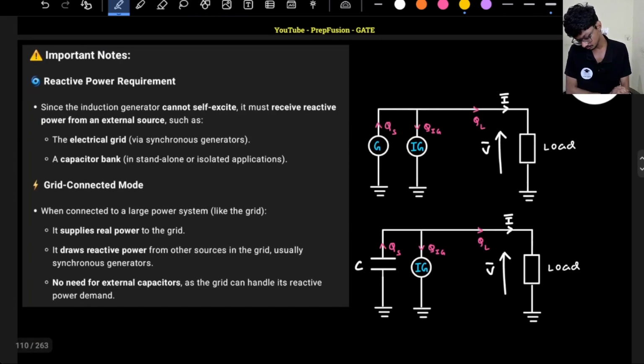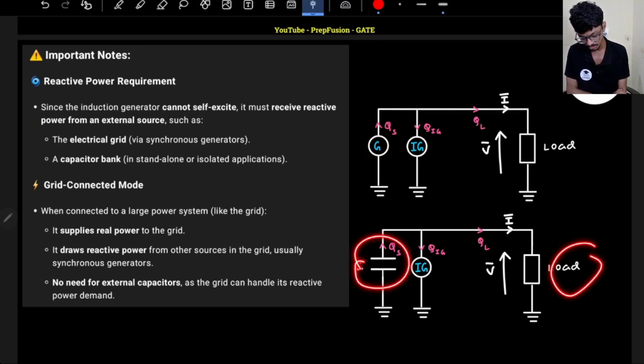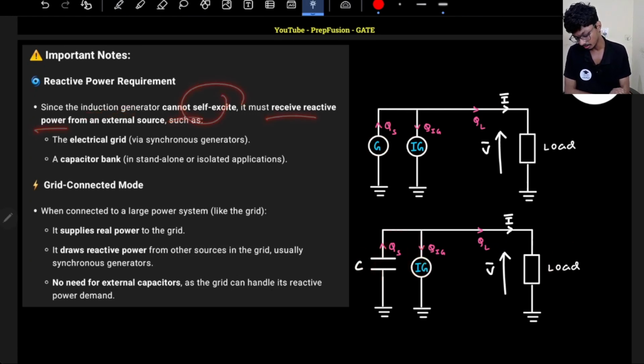So what we do with the induction generator, right, we connect an auxiliary generator or we connect a few capacitive loads that will supply the required reactive power, right? Since the induction generator cannot self excite, it must receive reactive power from an external source, either from the electric grid via synchronous generators or from capacitor banks, okay, like this. So yeah, you can go through this same thing, whatever I'm explaining, they have explained it over here.